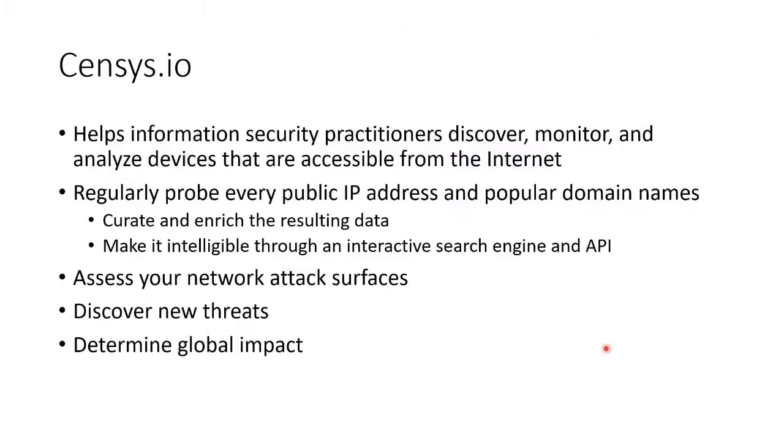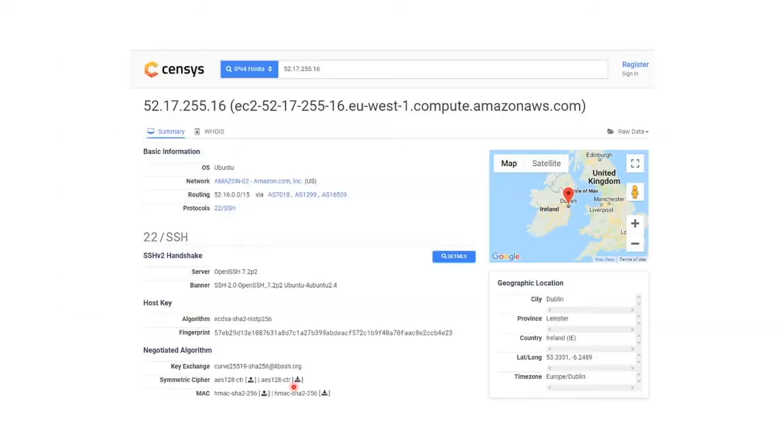Shodan has a competitor called Census.io. We use that to discover and monitor and analyze devices that are accessible from the internet, same with Shodan. So it will regularly check every single public IP, every single popular domain name, try to curate the information, try to come up with usable resulting data, and you can use an API to actively query it. Same thing with Shodan. So like Shodan, you can assess your network attack surfaces and discover new threats, determine global impacts. And so here's Census.